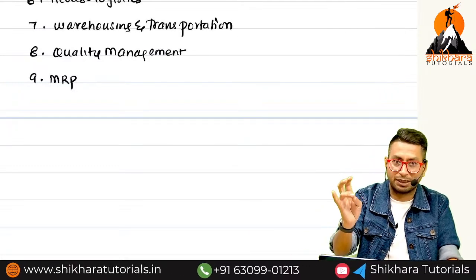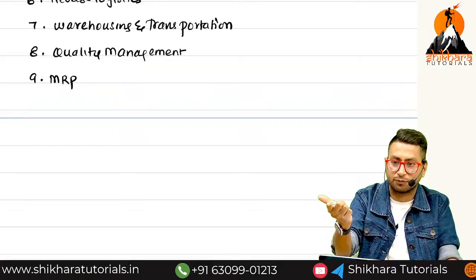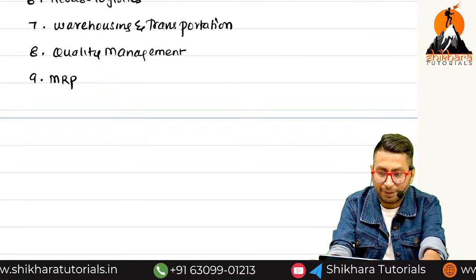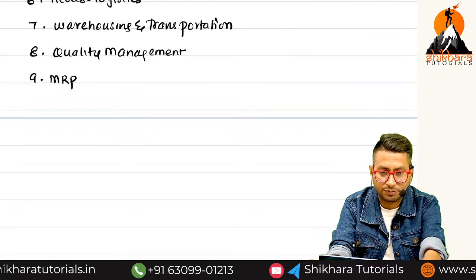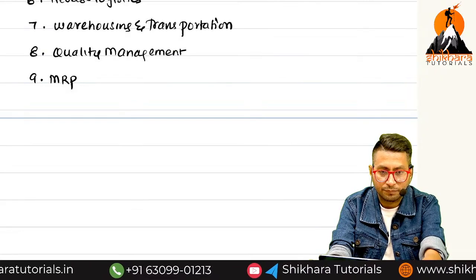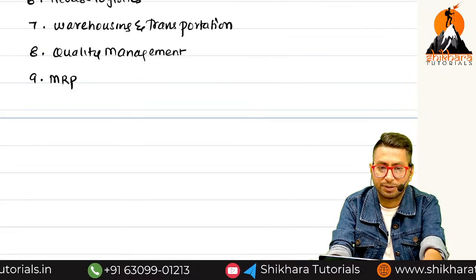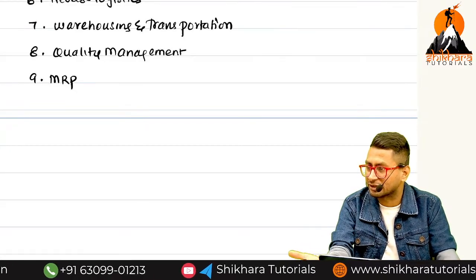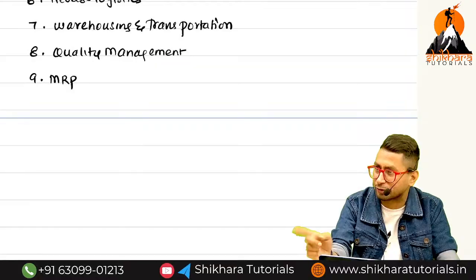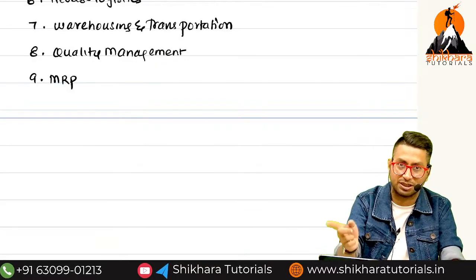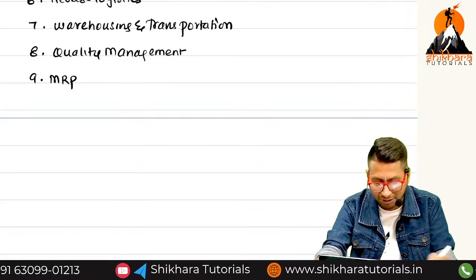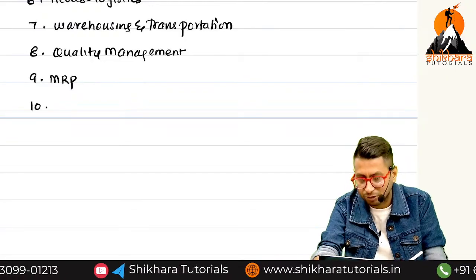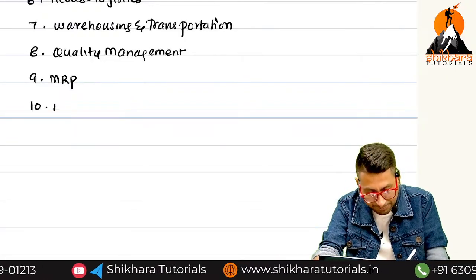MRP 1, MRP 2. MRP 1 used to take care of only about what? MRP 1 considers only what? I told, remember? Inventory. MRP 2 will consider inventory, plus in addition to that marketing, finance, HR, sales, services, etc. Then you should also consider aggregate planning.